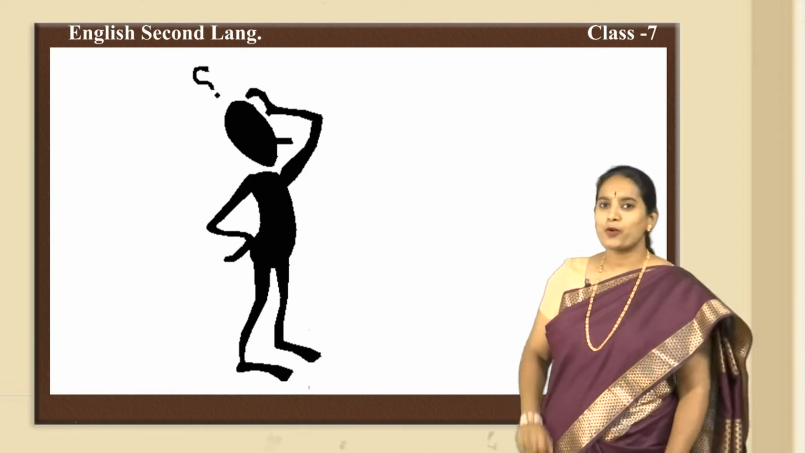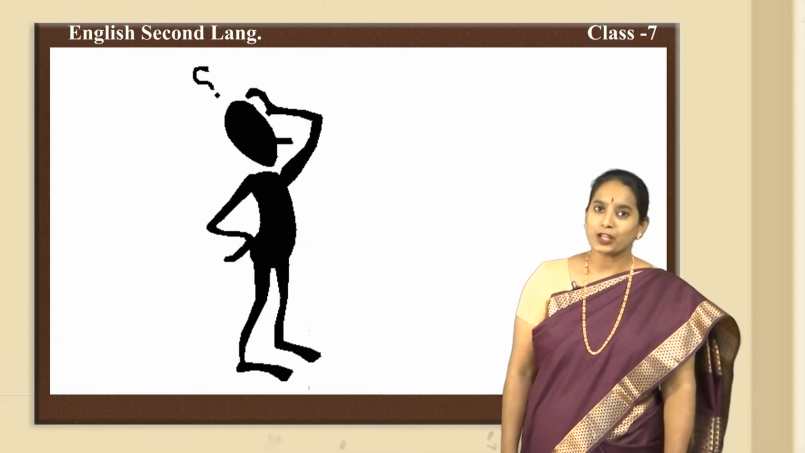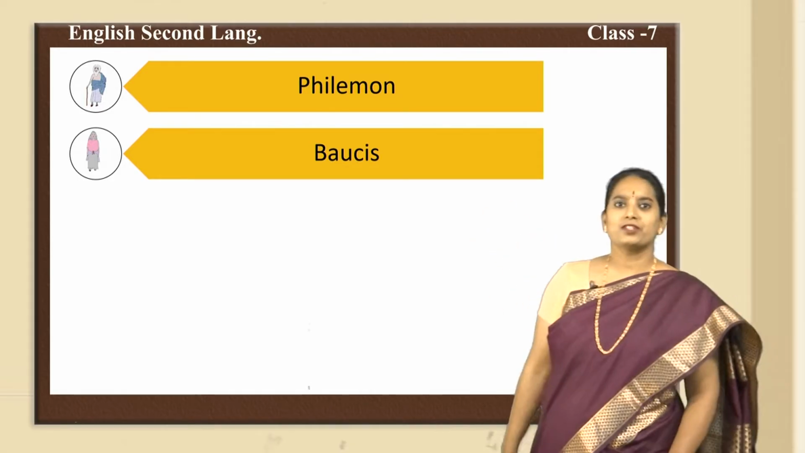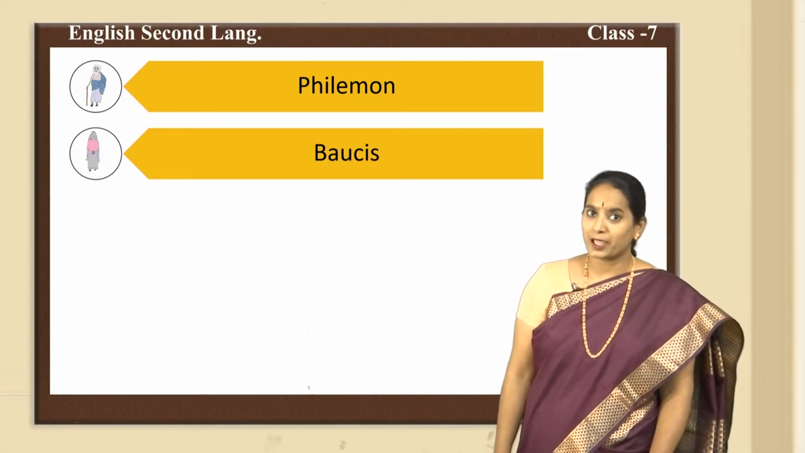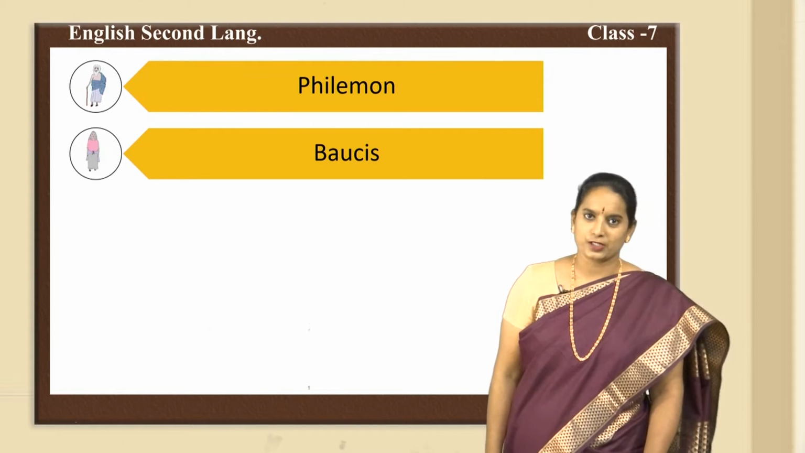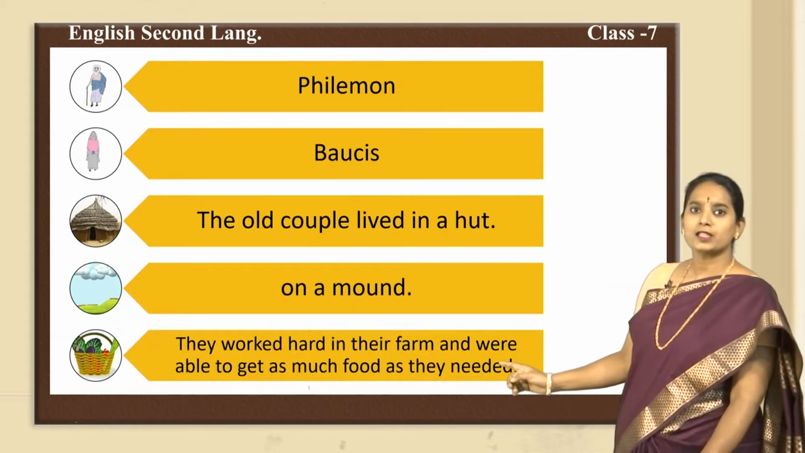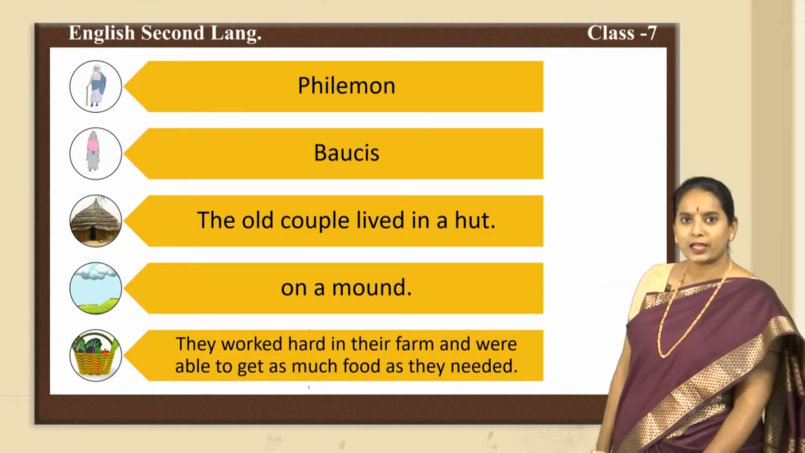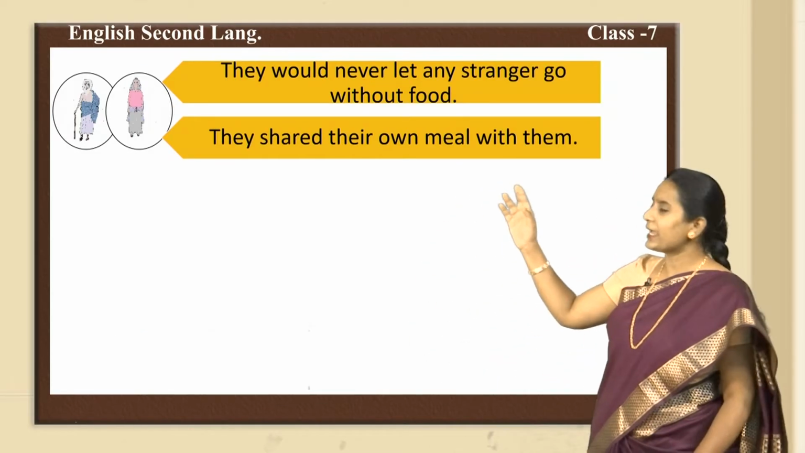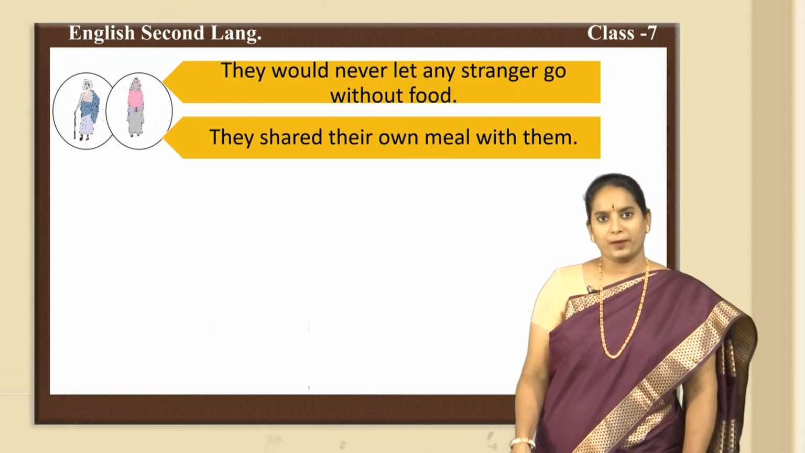Children, do you remember what we learned in the previous class? Yes? Then let's just recall what was done in the previous class. Once there lived an old couple. What was their name? Do you remember their names? Yes, Philemon and Baucis. They lived in a small hut on a mound. They worked hard in their farm and were able to get only as much food as they needed. They would never let any stranger go without food. They shared their meal with them.